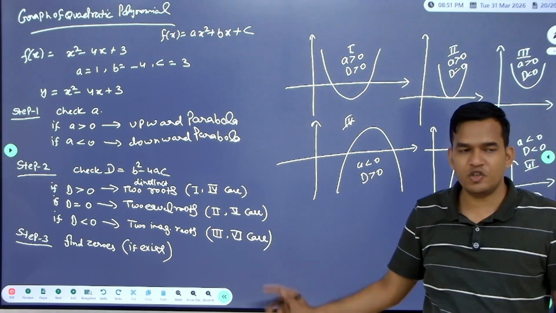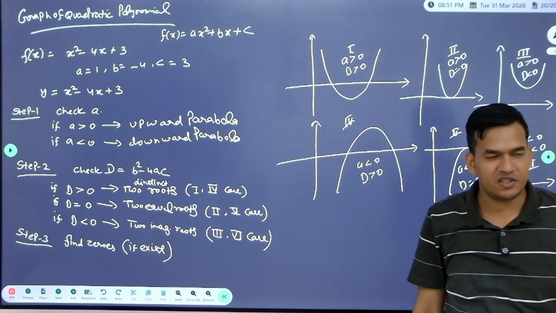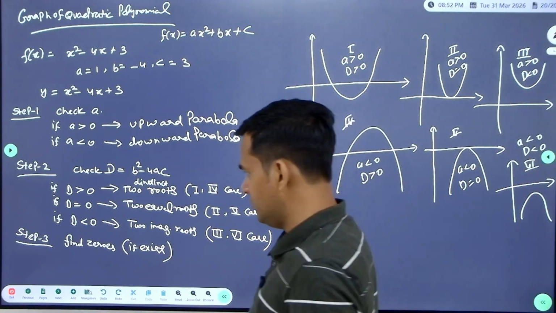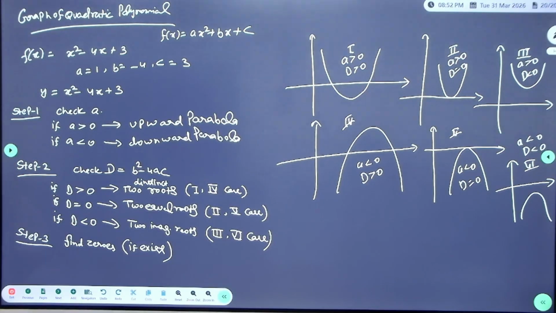So I'm writing find zeros if exist. How do you find zero? Using middle term splitting. Middle term splitting we have seen earlier. Na? Zeros you can find with the help of middle term splitting. Find zeros. This is your third step.